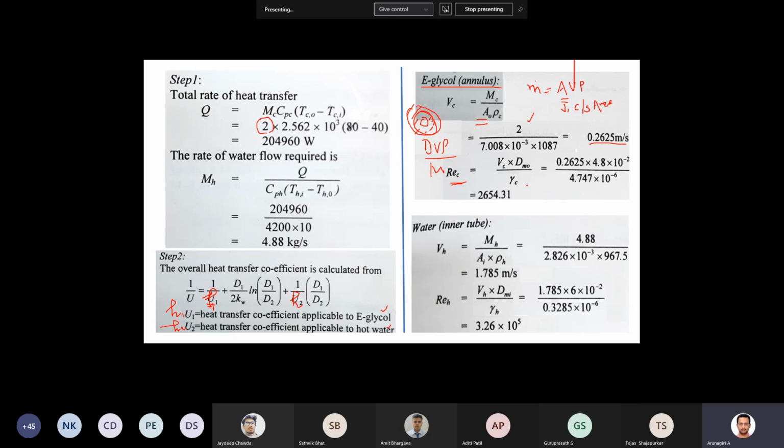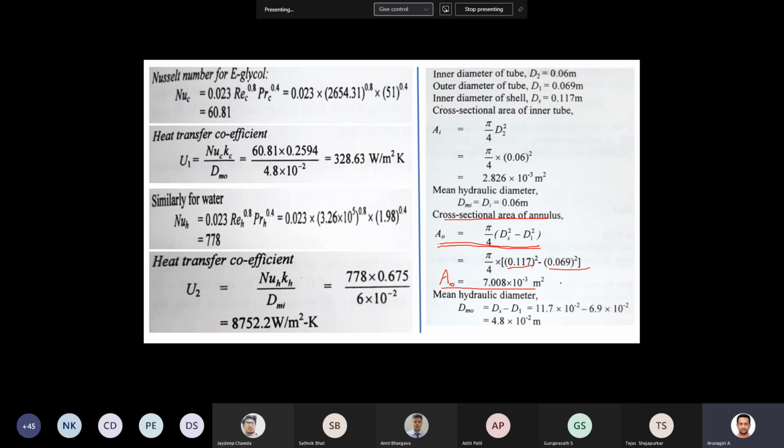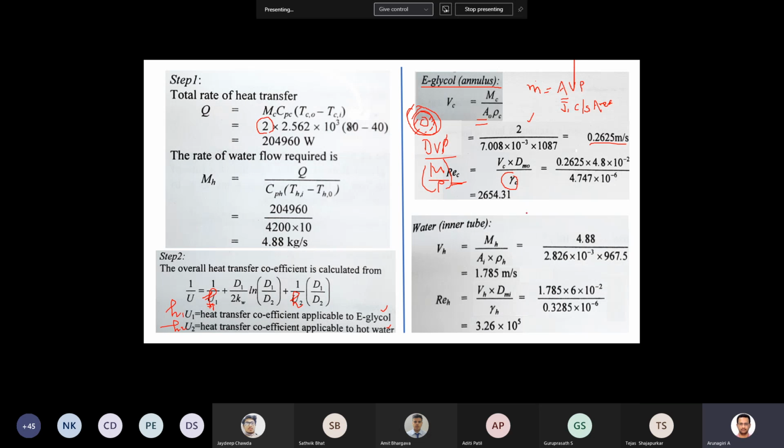So D V rho by mu. Here in your problem, kinematic viscosity is given. So mu by rho, this is D V by (mu by rho) is the Reynolds number. Okay. So velocity is 0.2625. The equivalent diameter is 4.8 into 10 power minus 2. That has been calculated. Then this kinematic viscosity is 4.747 into 10 power minus 6. So you can calculate the Reynolds number.